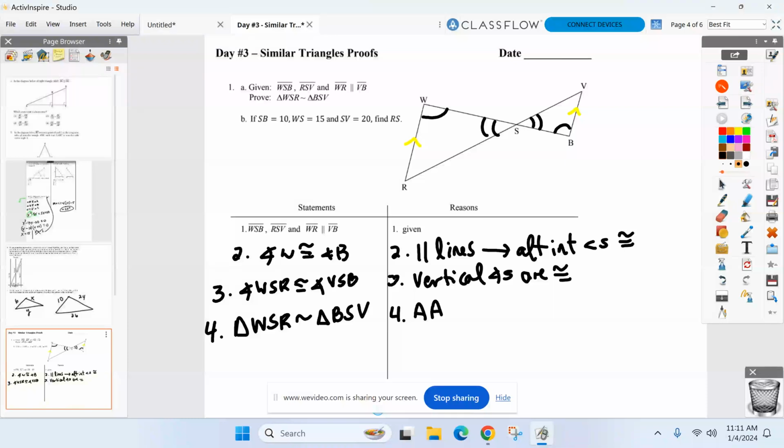All right, and then there's a part B. It's not part of the proof. You don't have to put it in your statements. You guys have a part B or no? Okay. Part B is, remember, you proved the triangles similar, so that means the corresponding sides are in proportion. So if SB is 10, WS is 15, SV is 20, find RS for me. So now we have to set up a proportion and solve for RS.